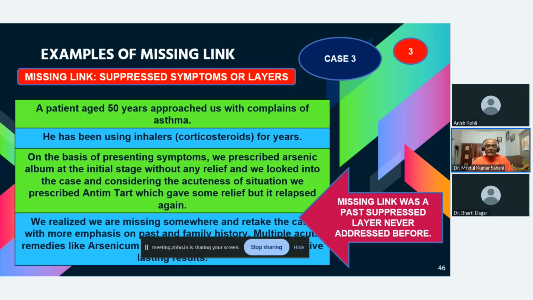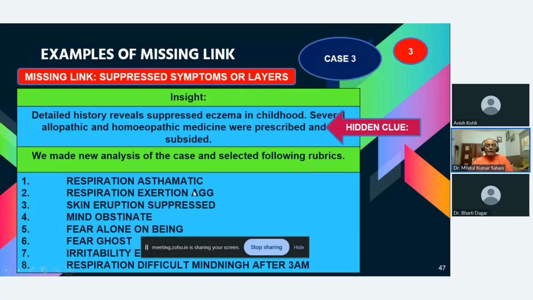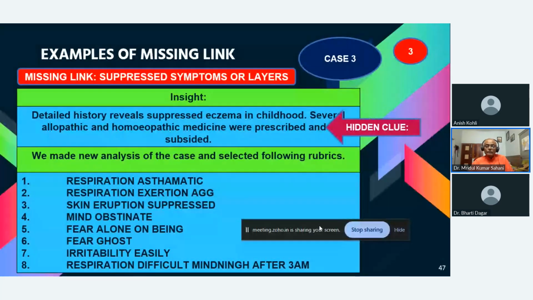Multiple remedies like Arsenicum were given, but it was not helping. So the detailed case revealed the suppression of eczema in childhood. Allopathic and homeopathic medicines were prescribed and substituted. So we made a new analysis of the case and selected the following rubrics: respiration asthmatic, exertion aggravates, skin eruption suppressed, mind obstinate, fear of being alone, fear of ghosts, irritability easily, and respiration difficult at midnight after 3 a.m. in the morning.